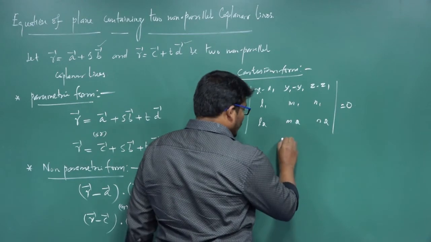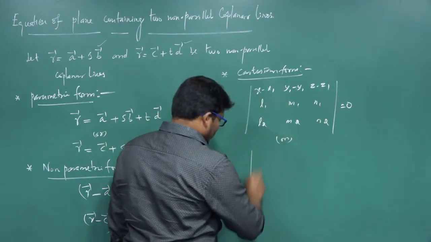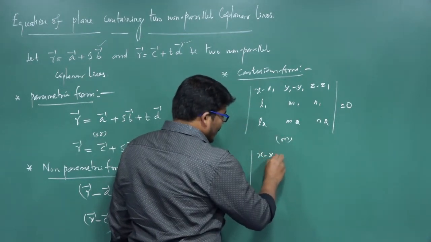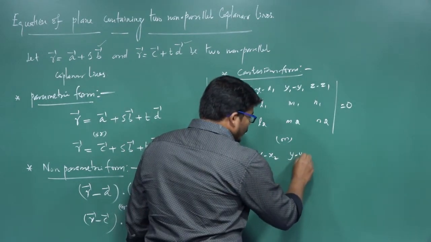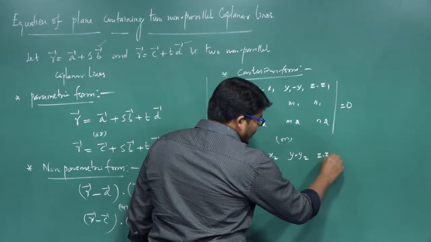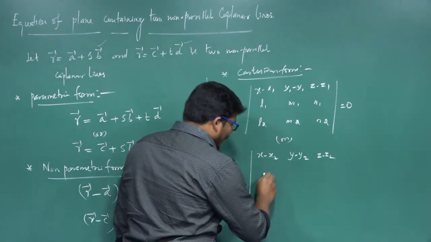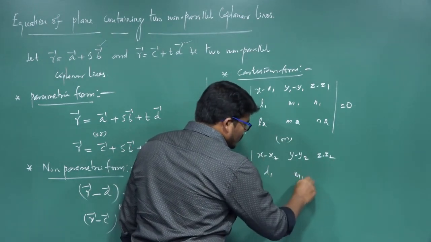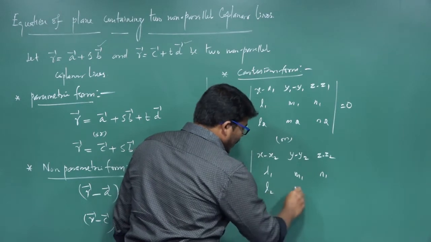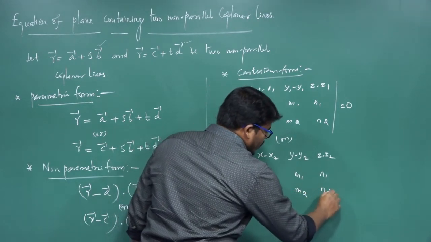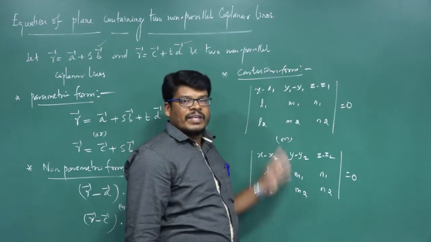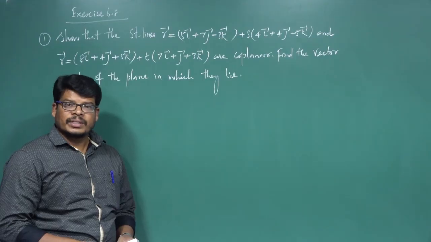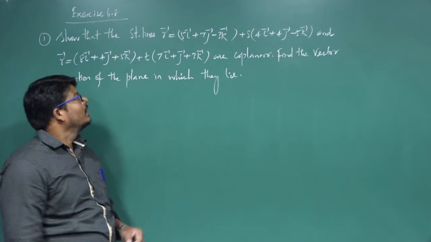Or taking the second point, the equation of the plane is x minus x2, y minus y2, z minus z2, with the direction ratios l1, m1, n1 and l2, m2, n2, equal to 0, is the Cartesian form of the equation of the plane. Now let us discuss exercise 6.8 problems.